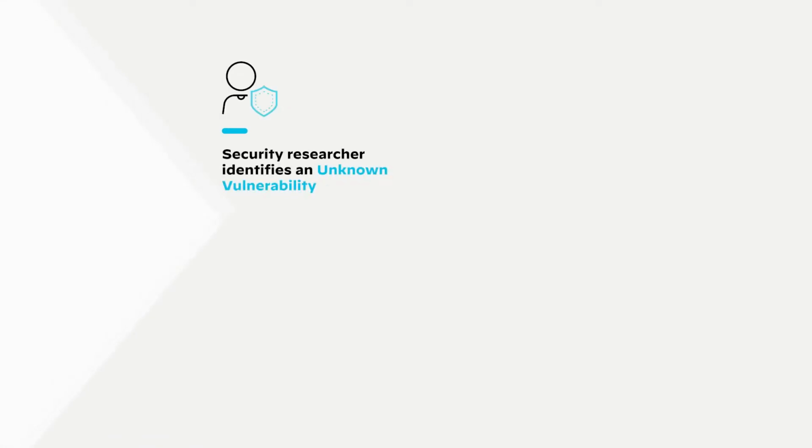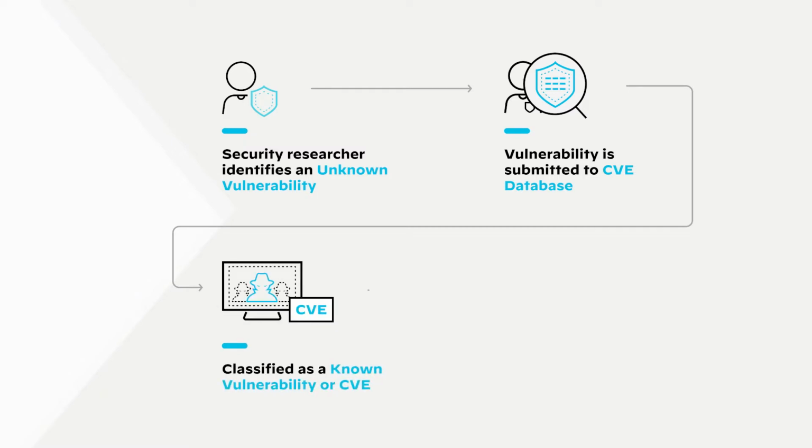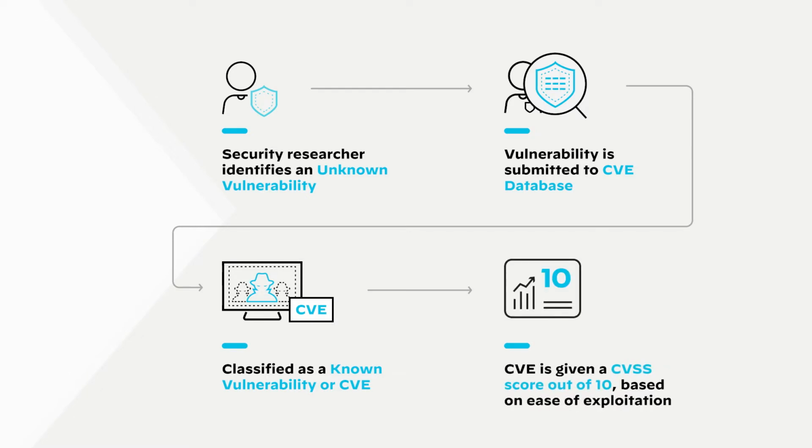A vulnerability is a flaw that can compromise or create risk in a code base. There are two types of vulnerabilities, known and unknown. When a security researcher finds an unknown vulnerability, they'll ideally responsibly submit it to a Common Vulnerabilities and Exposures, or CVE, database, such as the National Vulnerability Database, also known as NVD. Here, it becomes a known vulnerability, or CVE. Each CVE is given a score out of 10, measured using the Common Vulnerability Scoring System, or CVSS, to indicate how easy they are to exploit.